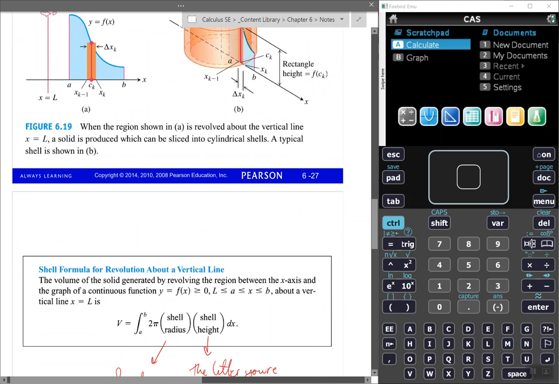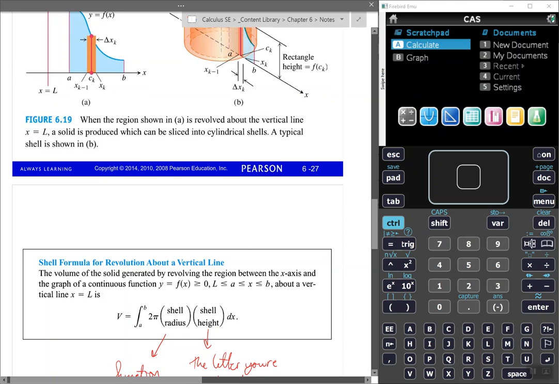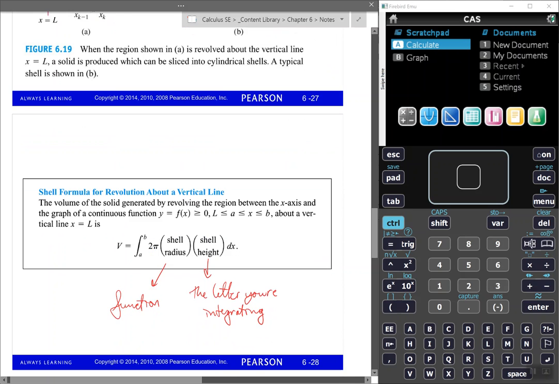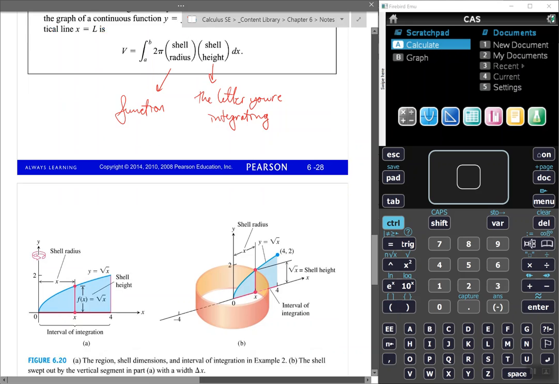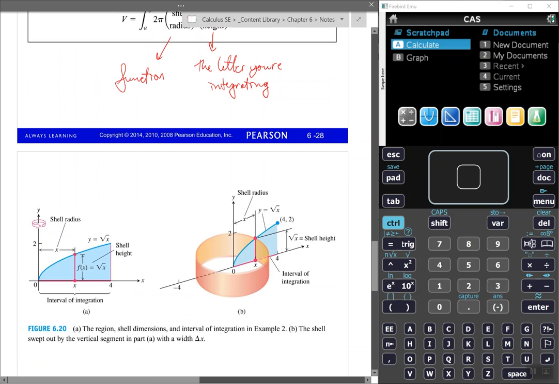So if they give you y as a function of x and they ask you to rotate it over the x-axis, that's when you want to use the disks or washers. If they give you something like this, where y is a function of x, and they ask you to rotate it over the y-axis, different letters, you want to use shells.